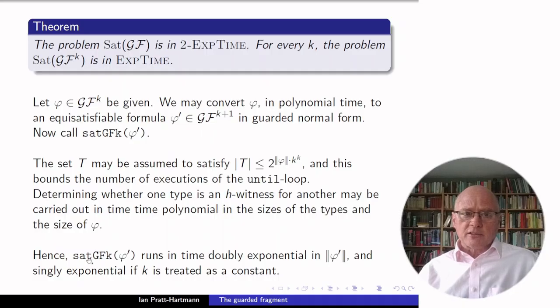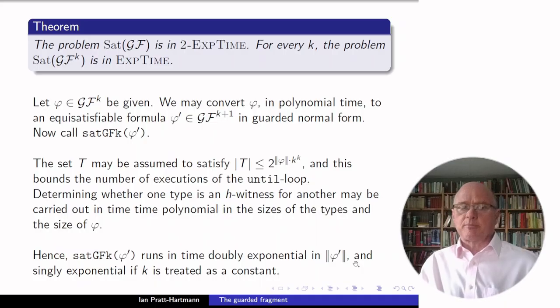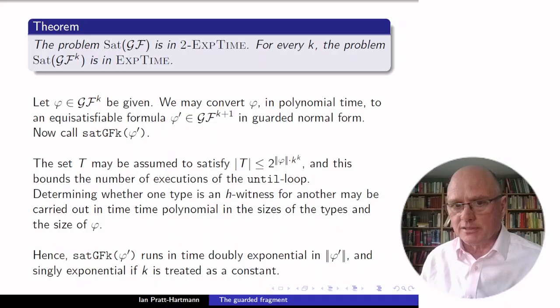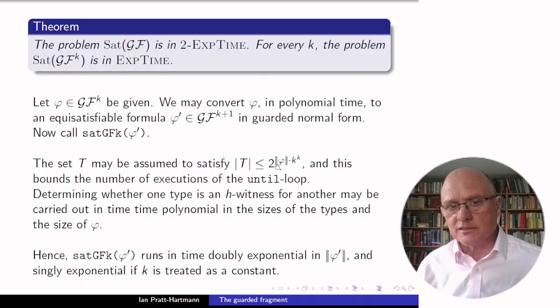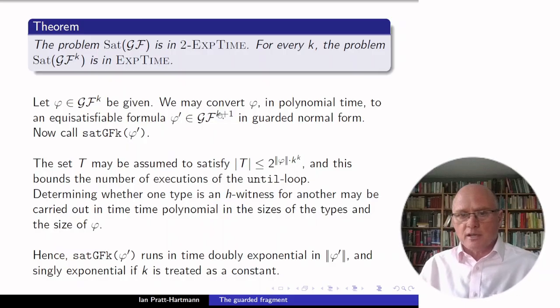So when we call the algorithm sat GFK on phi prime, the normal form version of phi, the original formula we had, that runs in time doubly exponential in the size of phi. So it's this bound here, and it's singly exponential if k is treated as a constant. So if k is a constant, in other words, we're looking at GFK, it is singly exponential, and that proves the theorem. So we have an algorithm which is correct, which runs in doubly exponential time, singly exponential if we regard the number of variables k as a constant.